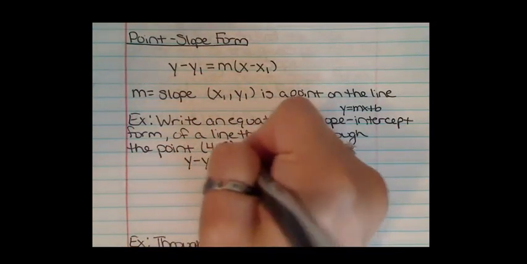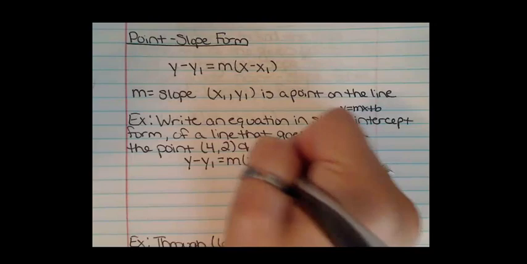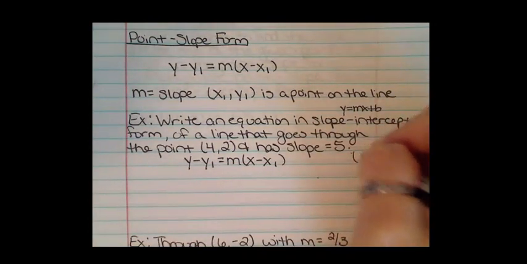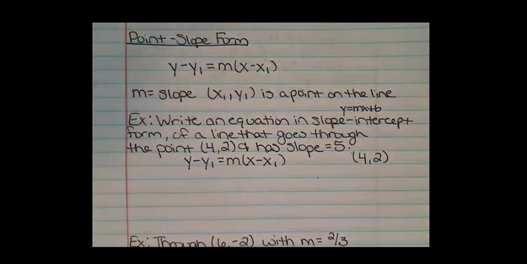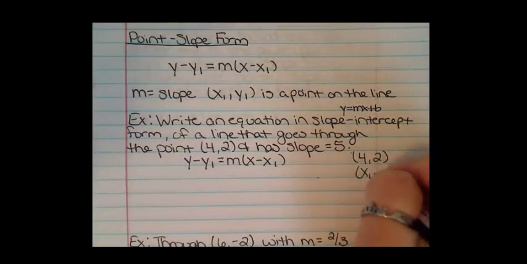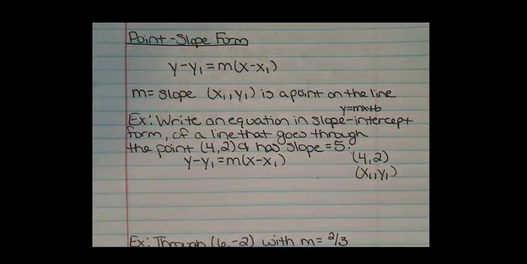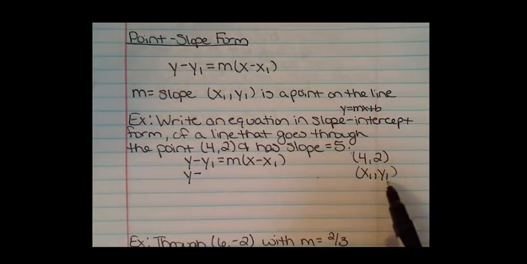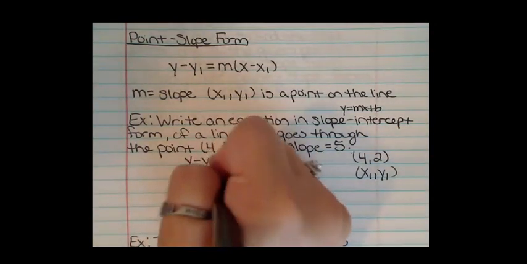Well, our point is (4, 2). So that's our x1, y1 point. Wherever there's an x1 in the problem, we need to put a 4, and wherever there's a y1 in the problem, we need to put 2. And then our m is 5. So we have y minus y1, which is 2, equals 5 times x minus x1, which was 4.